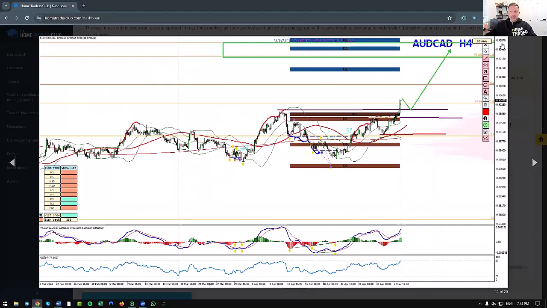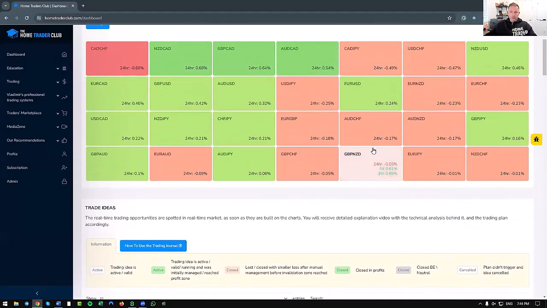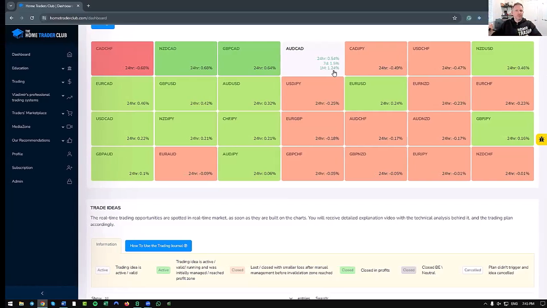In the members area in Home Trader Club, you would also see AUDCAD here, the numbers. The numbers at the moment are in full bullish control. And unlike the pound yen we saw, this is within a normal range. There is no strong deviation there. So pullbacks and further continuation here make absolute sense. Buy the dips is my plan for AUDCAD. What do you think about this one? Let me know in the comment section.